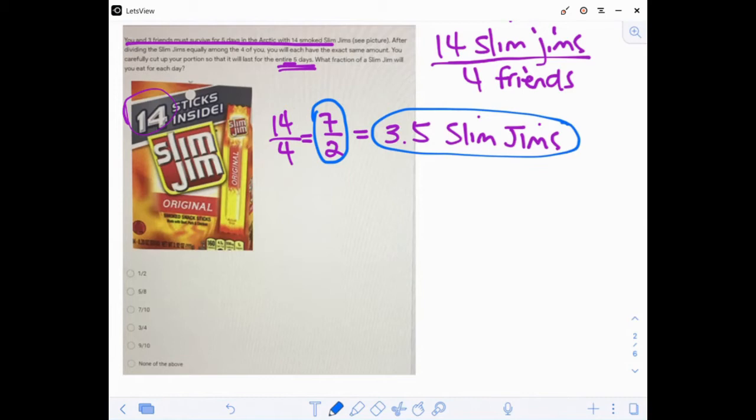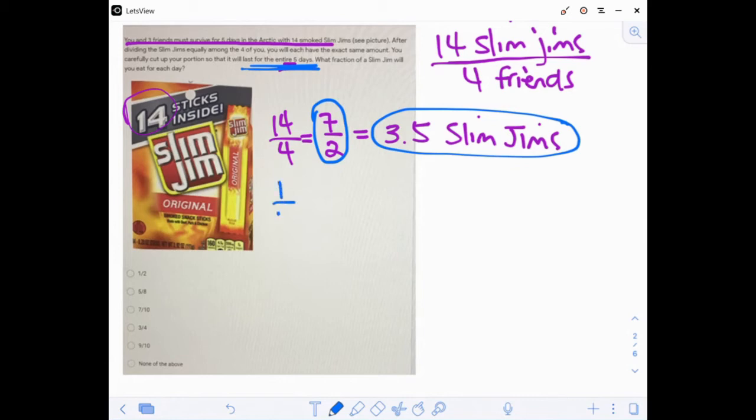So now I've figured out what I'm getting. I'm getting 3.5 Slim Jims. I want to know how many portions I get if they're going to be equal to last for 5 days. So I want to break this up into fifths, right? I have 7 halves, or 3.5 Slim Jims. I think I'm going to keep it a fraction to make it clear. So I have 7 halves of a Slim Jim, or 3.5. I need to break it up over 5 days. So how many am I eating each day?